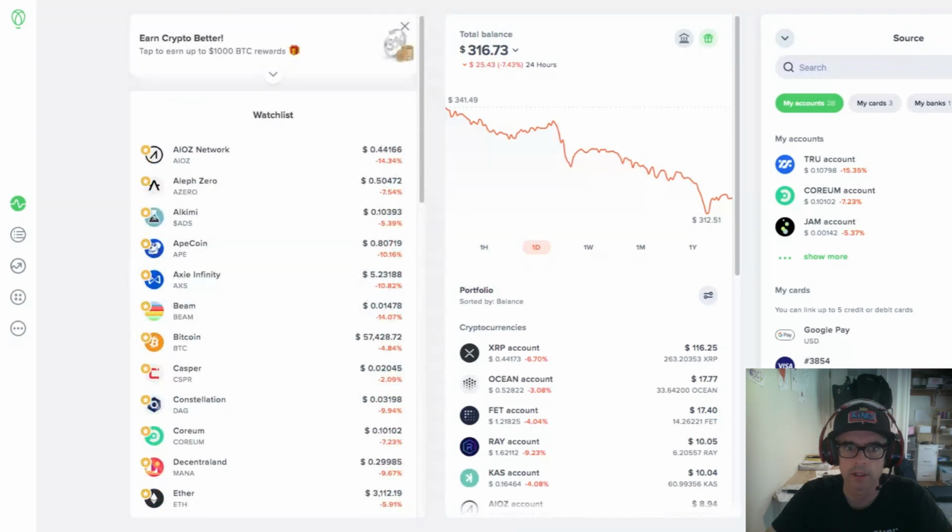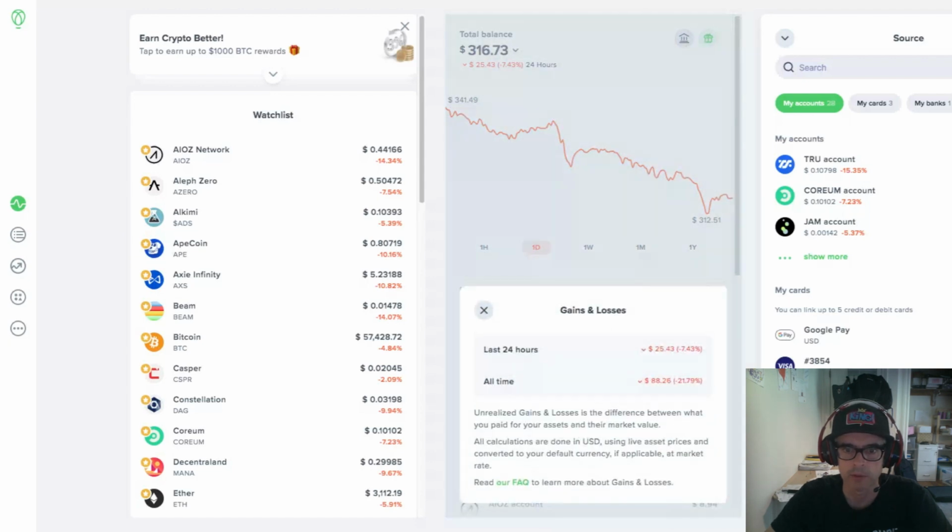This column here in the middle is about the same, but it gives you this chart that summarizes quickly visually for you how your portfolio is going. So if I open this, you'll see that my portfolio is 7% down in the past 24 hours, and since I started, it's down 22%.